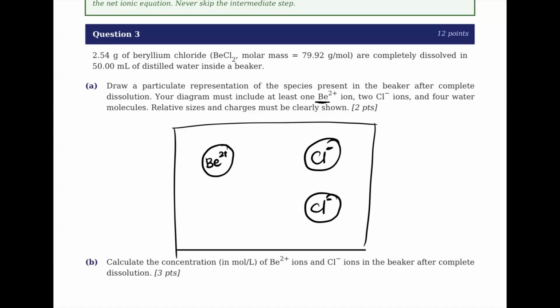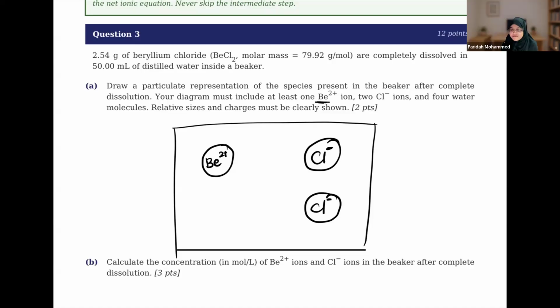The size. Good. What about the size? The beryllium ion should be larger, and the chlorine one should be smaller. Is that correct? Shouldn't the beryllium be smaller and the chlorine larger? Shouldn't it be flipped? Oh, yeah. Why?